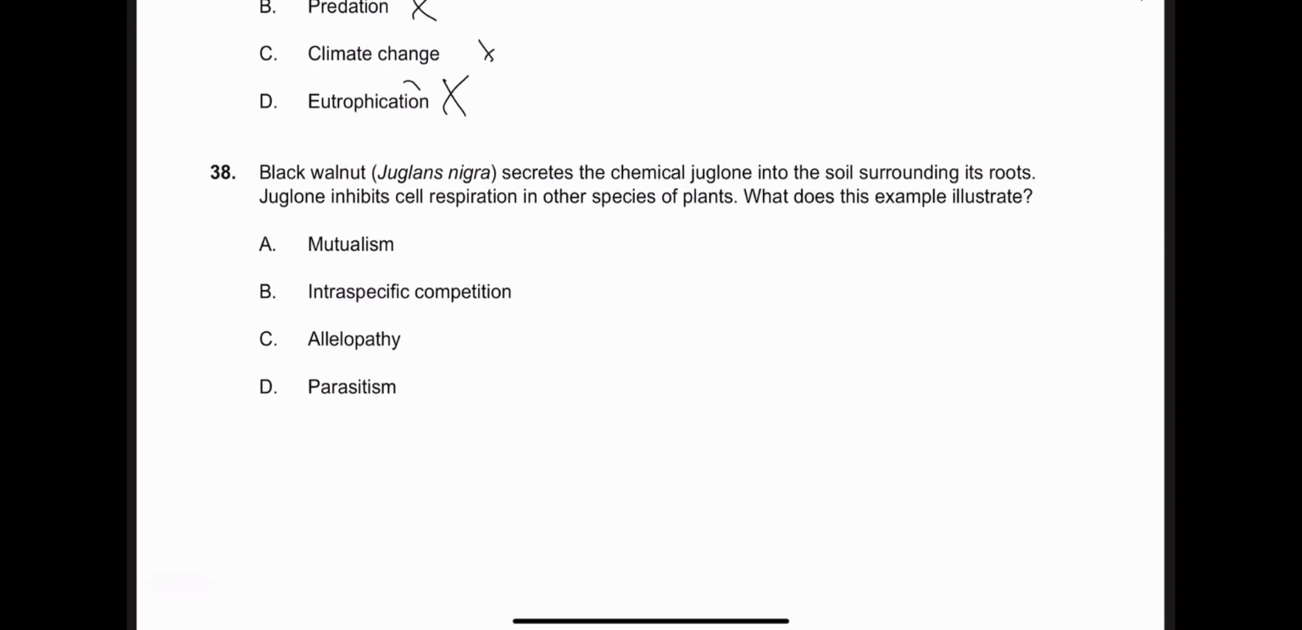Black walnut secretes the chemical glucose into the soil surrounding its roots. Glucose inhibits cell respiration in other species of plants. Okay, and it's asking us what this demonstrates. Yeah. So remember, this is the opposite of mutualism, right? It's not helping other plants. It's basically taking out the competition. This is not interspecific competition as well, because it is not interspecific by nature. Parasitism, it's not to do with the host. This is allelopathy. Yep.